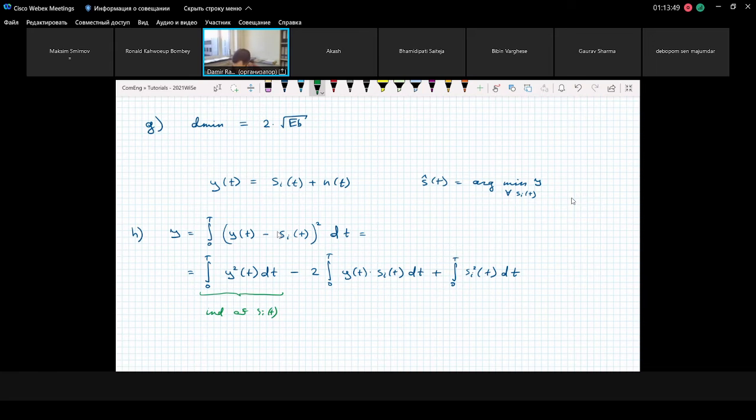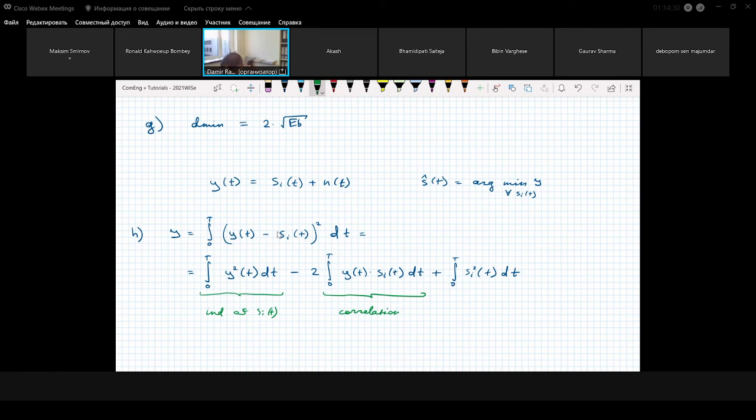Then if we look at the second term, what we calculate is nothing else than correlation. We already know how to calculate correlation, and it's exactly what we do here. We just take 2 signals and calculate the integral of the product. This is what we do for correlation. And for this reason, the receiver is called a correlator-based receiver. It's based on a bank of correlators, and inside each correlator, you calculate correlation.